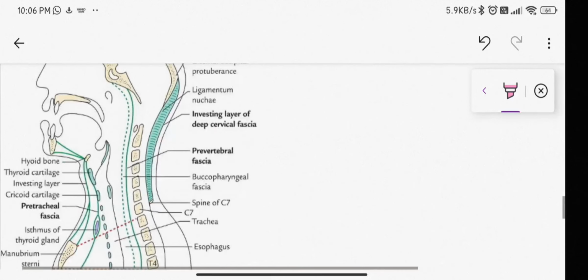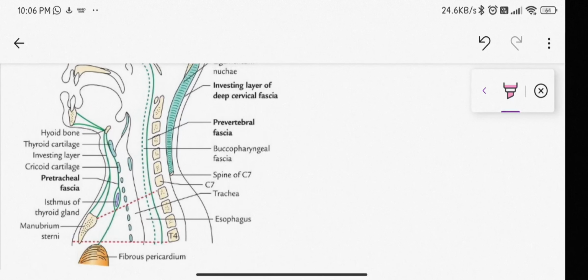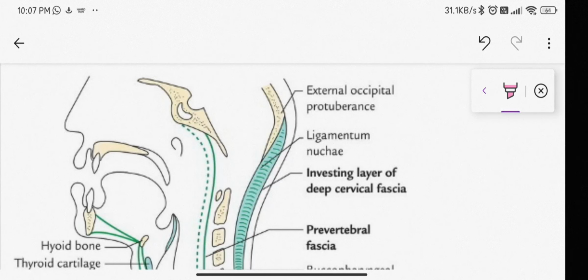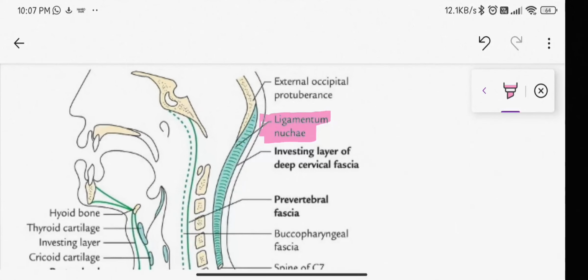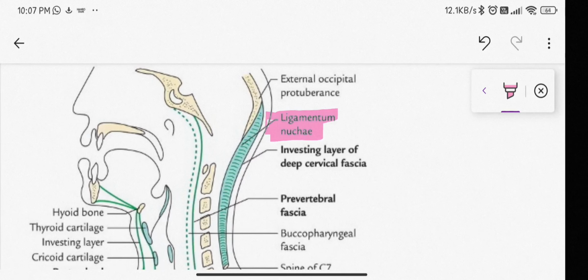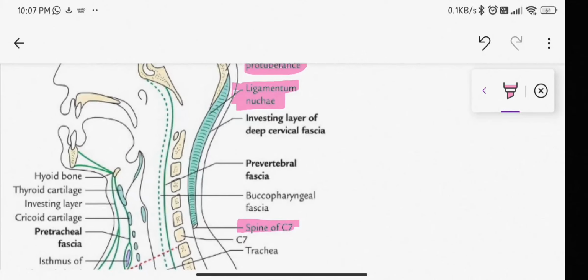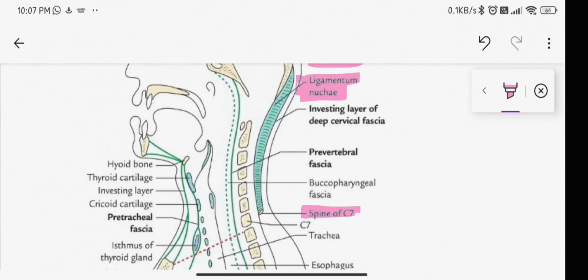You can see the fascia extension here. In this figure you will better understand the extension of the fascia superiorly, inferiorly and anteriorly. You need to understand this is your ligamentum nuchae, known as the nuchal ligament. The nuchal ligament arises from the external occipital protuberance and goes up to the spine of the C7 cervical vertebra. That is the extension of the ligamentum nuchae.